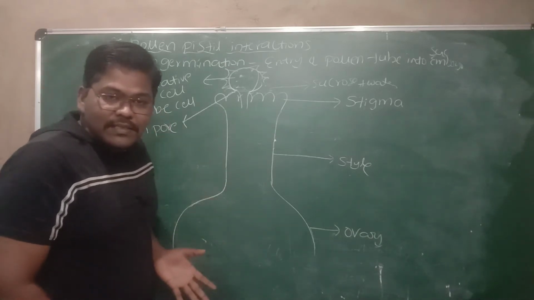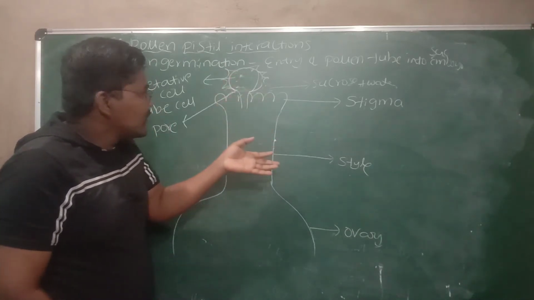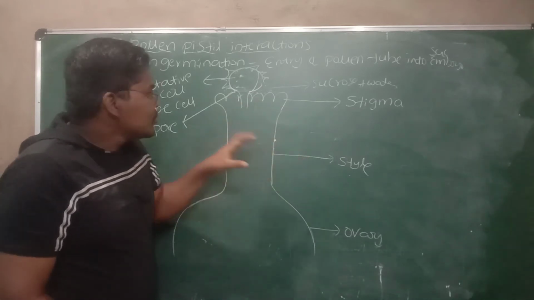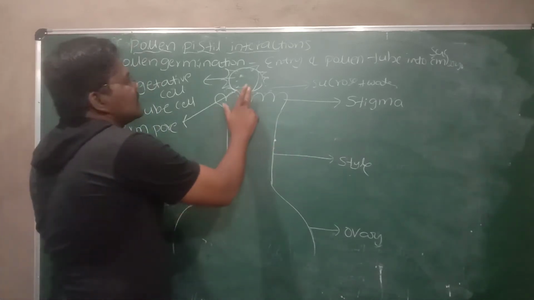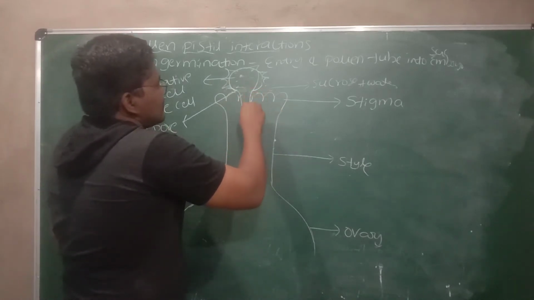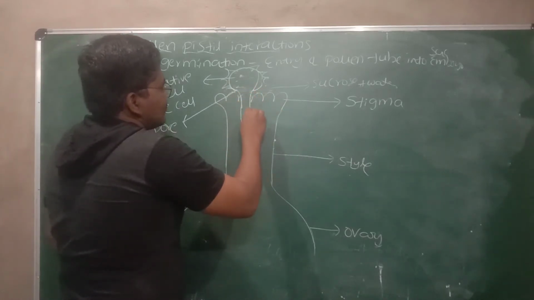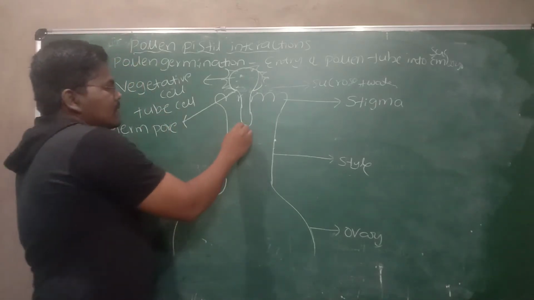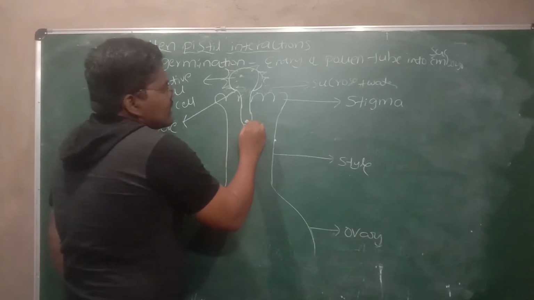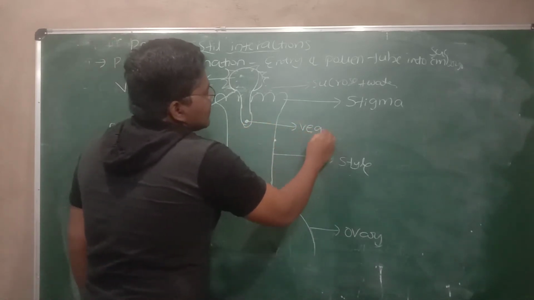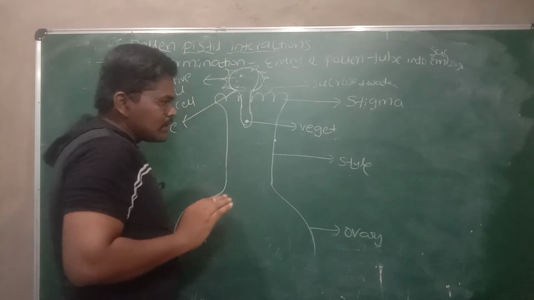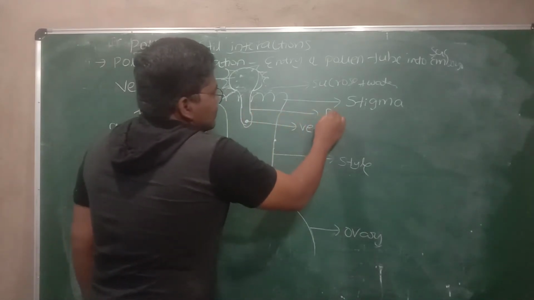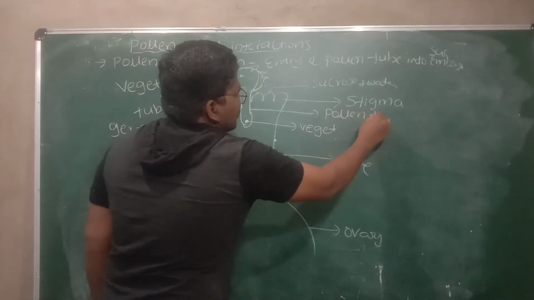Exine is a hard substance, hence it will not come outside. The region where exine is absent is called the germ pore. Through the germ pore, the vegetative cell comes outside and enters into the stigma. Then the tube cell nucleus or vegetative cell nucleus also enters into the tube. It is actually called the pollen tube. The vegetative cell forms the pollen tube.